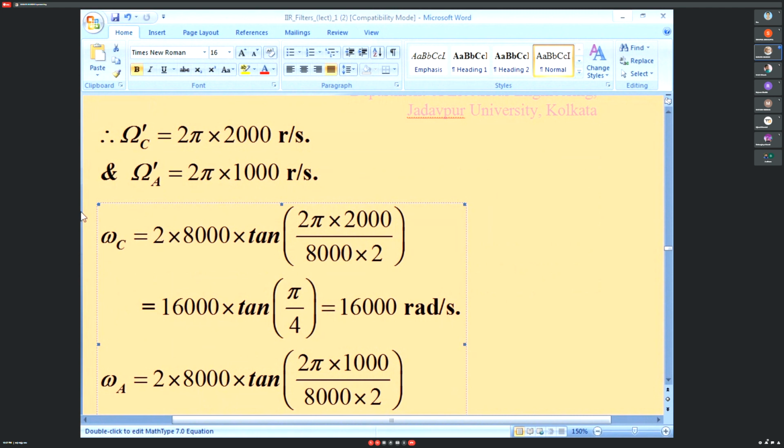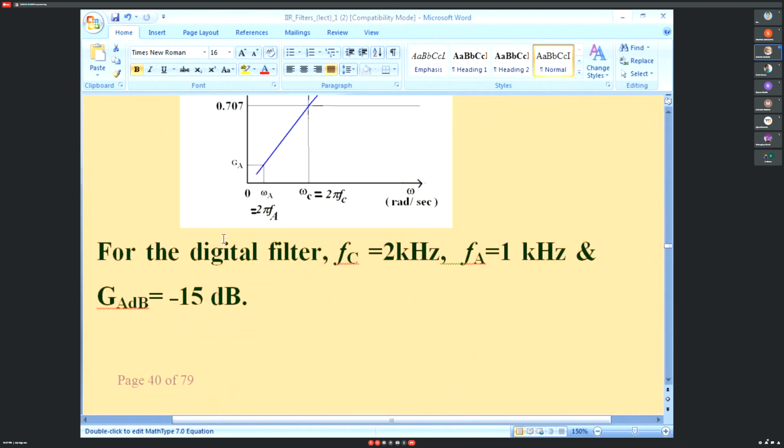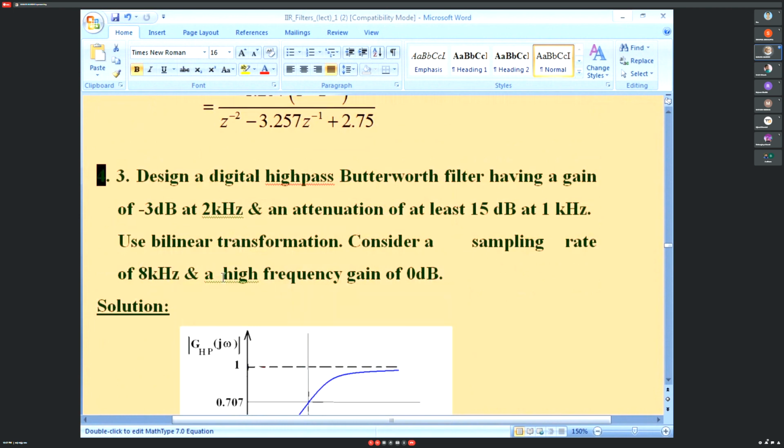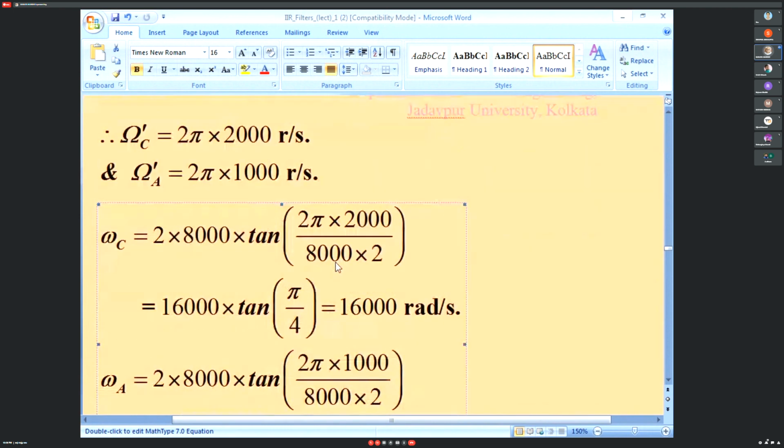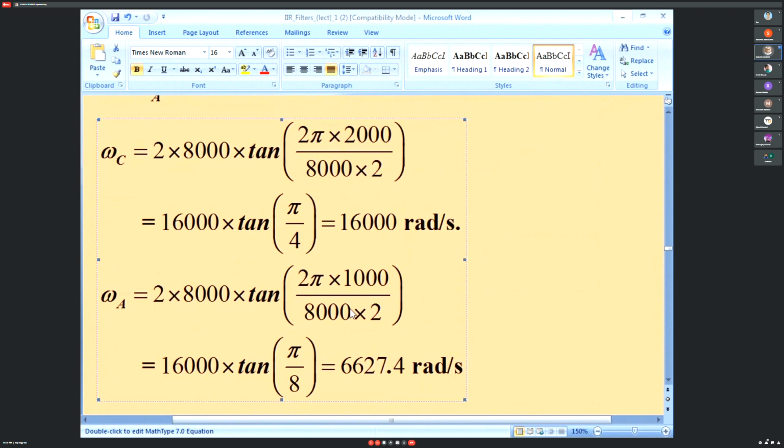Therefore, for the analog filter that is to be discretized, the cutoff frequency omega C will be 2 into 8000. Why 2 into 8000? Because the sampling frequency is given as 8000. It's 2 by tau, that means 2 into Fs, into tan of omega C prime tau by 2, isn't it? So that is the expression. It comes out as 16,000 radians per second.